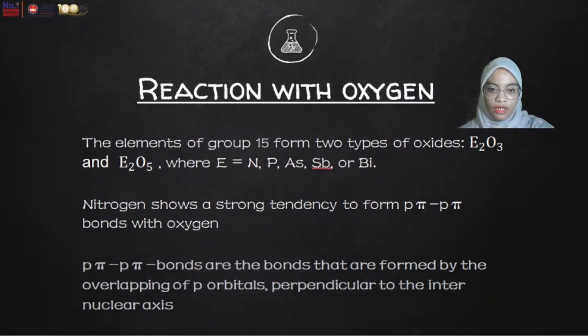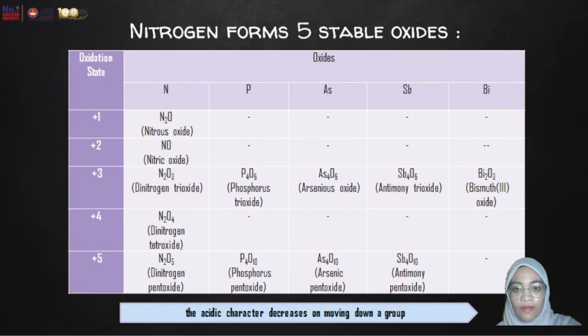Next, reaction with oxygen. The elements of group 15 form two types of oxides, E2O3 and E2O5, where E stands for nitrogen, phosphorus, arsenic, antimony, or bismuth. The oxide with the element in the higher oxidation state is more acidic than the other. However, the acidic character decreases on moving down a group. Nitrogen shows a strong tendency to form p-pi-p-pi bonds with oxygen. What is a p-pi-p-pi bond? P-pi-p-pi bonds are the bonds formed by the overlapping of p orbitals perpendicular to the internuclear axis.